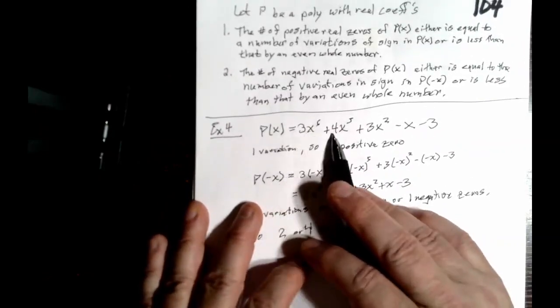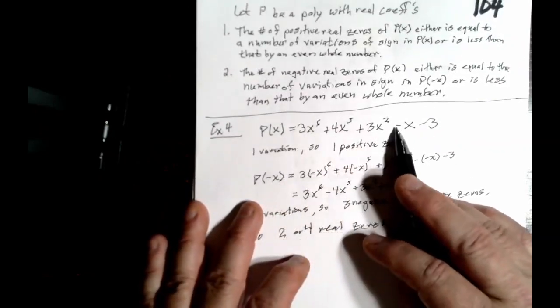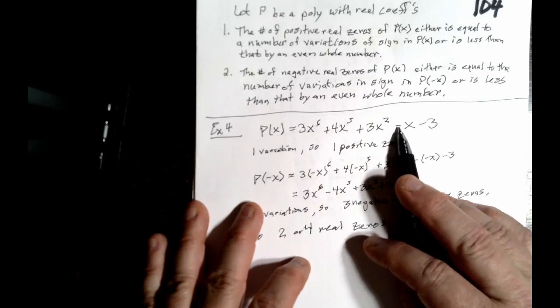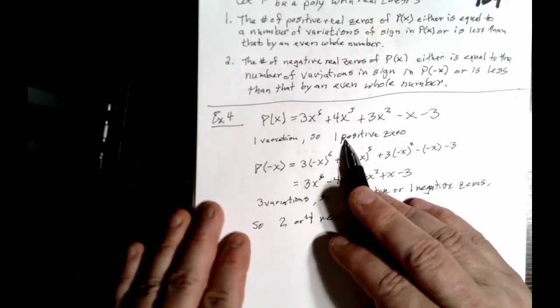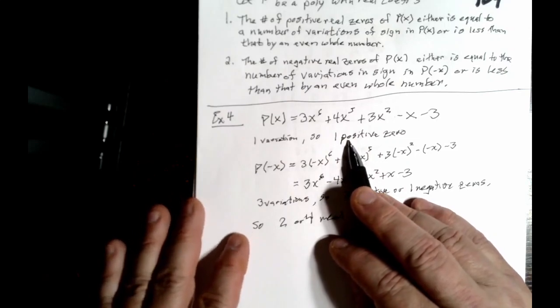So look at this. You got positive to positive, positive to positive, positive to negative. That's one sign change. Negative to negative, no. So you had one variation. So there's one positive zero.